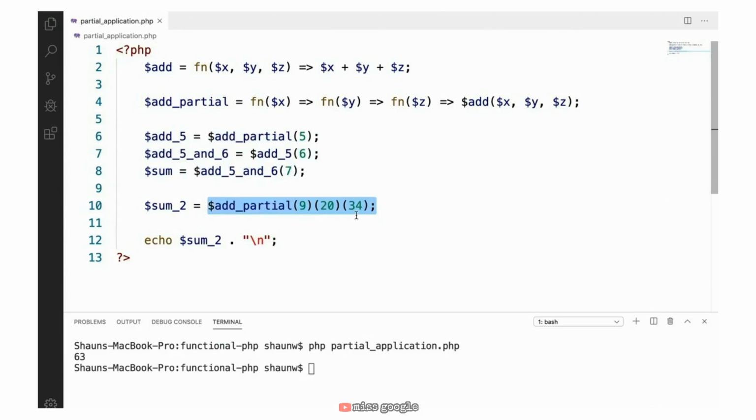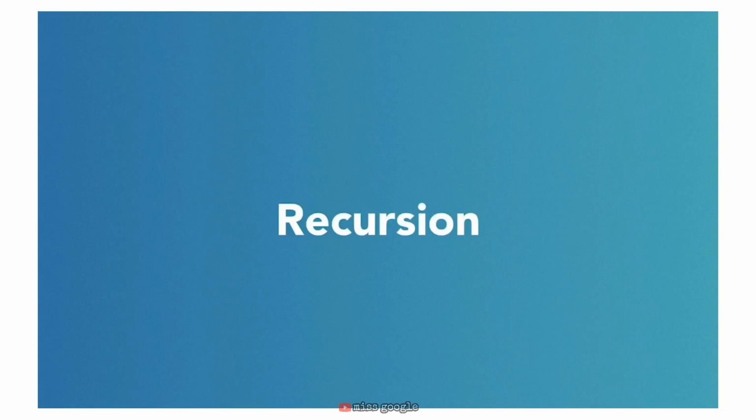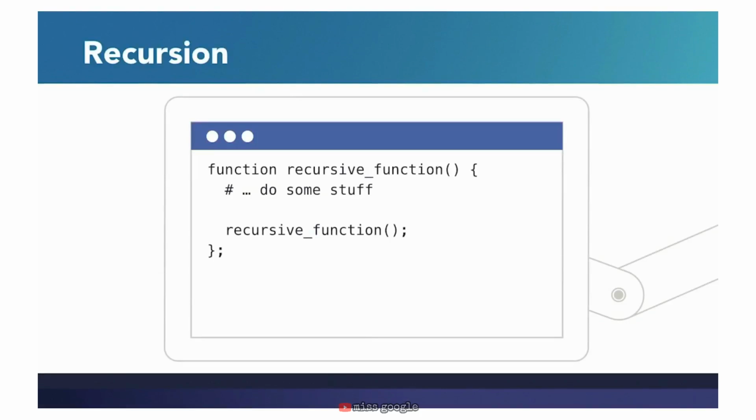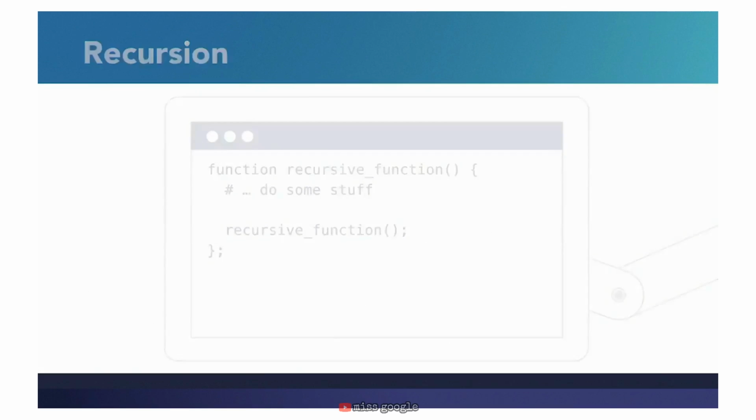The next advanced concept we're going to look at is called recursion. This is a concept that you've probably heard of before, but maybe you've never really seen it in action. Recursion is simply when a function calls itself. While doing this can very easily lead to an infinite loop if we're not careful, it can also be used to solve certain problems that otherwise wouldn't be very easy to solve using functional programming.